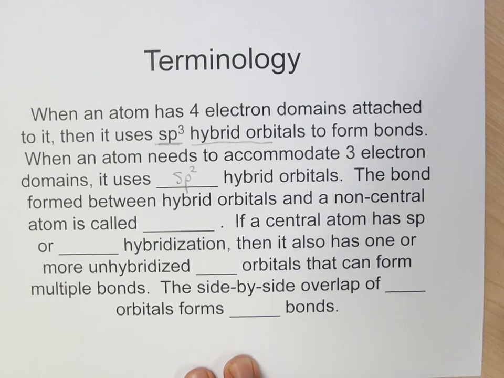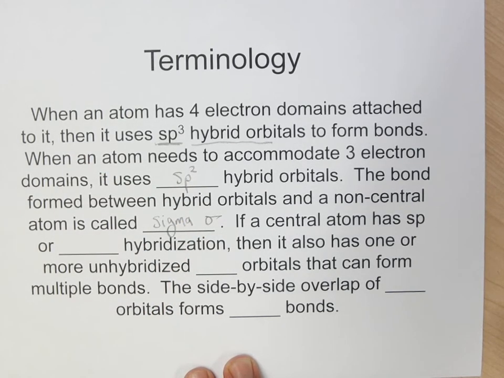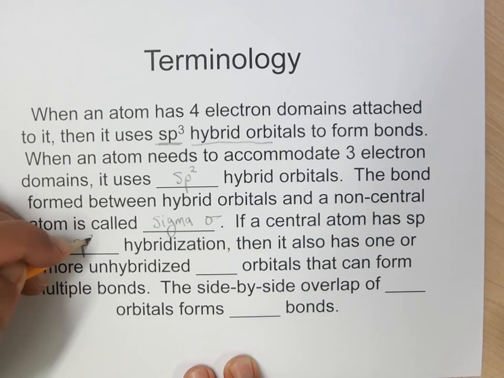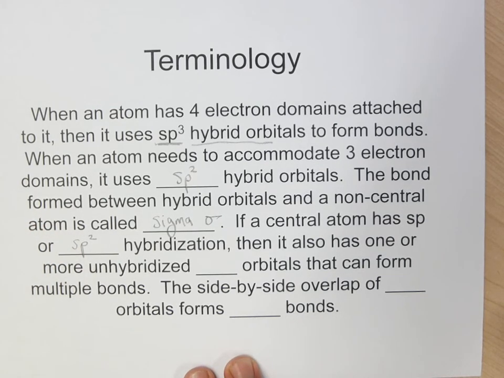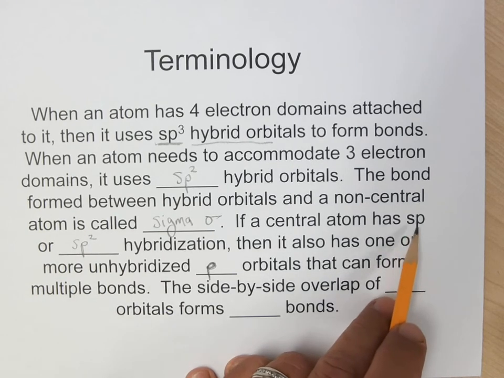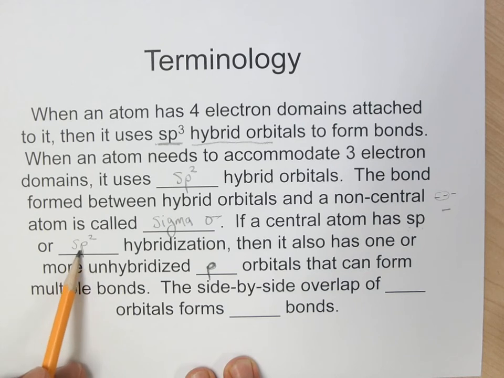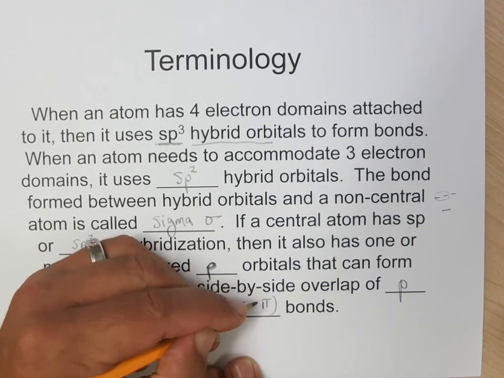The bond formed between hybrid orbitals and a non-central atom is going to be called a sigma bond, sigma. And if the central atom has sp or sp2 hybridization, then it also has one or more unhybridized p orbitals that can form a different type of bond. So if you have sp hybrid orbitals, you've used the s and one of the p orbitals. Remember, you have an s and three p's, so if you just use an s and a p, you have two p's left over. If you use sp2 hybridization, you've used two of the three p's, and you have an unhybridized p orbital that's there. And these unhybridized p orbitals are going to form multiple bonds by overlapping side by side. The side-by-side overlap of p orbitals is going to form something called pi bonds.